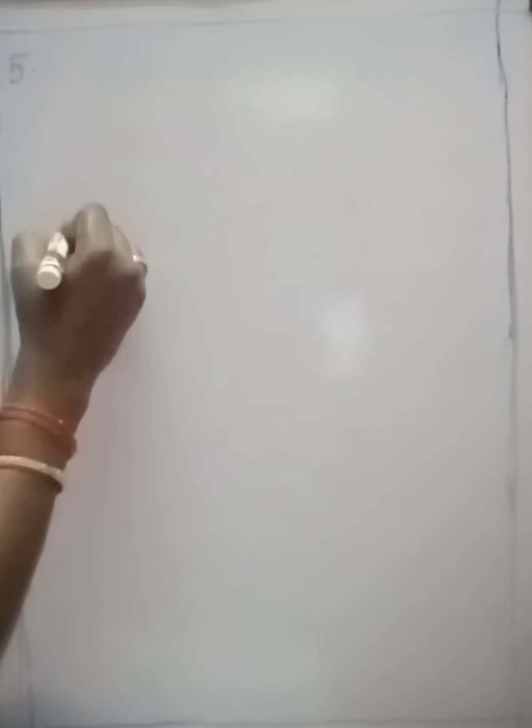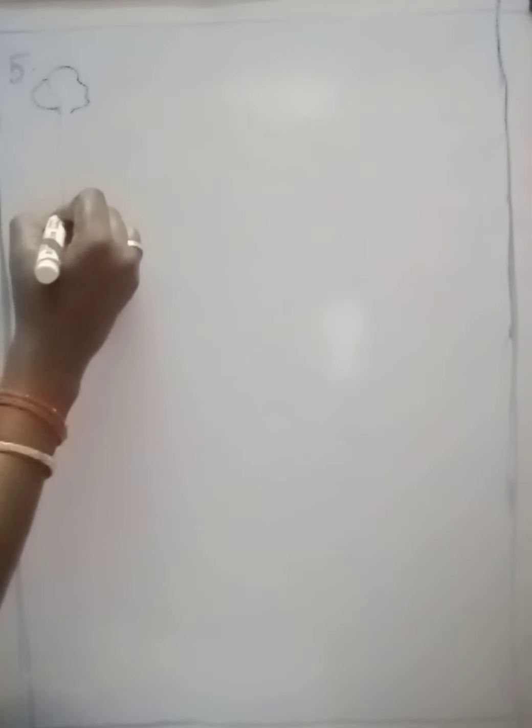Children, follow the fifth question. A tree is broken at a height of 5 meter from the ground and its top touches the ground at a distance of 12 meter from the base of the tree. Okay, let us draw the diagram and understand the sum clearly. A tree is broken at a height of 5 meter. Suppose that there is a tree.